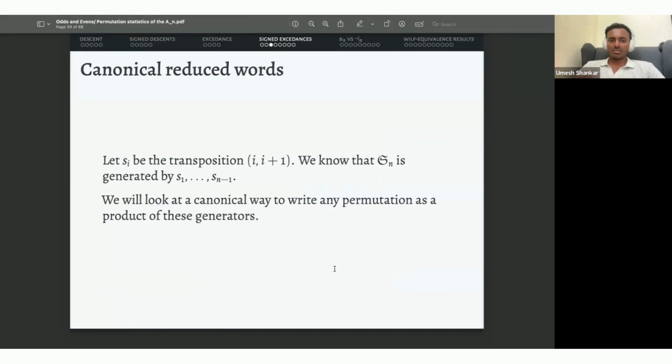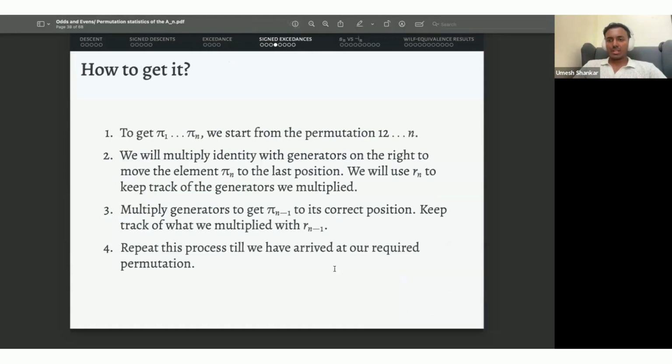This was done through what are called canonical reduced word decompositions of a permutation. Let S_i be the transposition (i, i+1). We know that S_n is generated by S_1, S_2, up till S_(n-1). So we will look at a canonical way to write any permutation as a product of these generators. So how do we get the canonical reduced word?